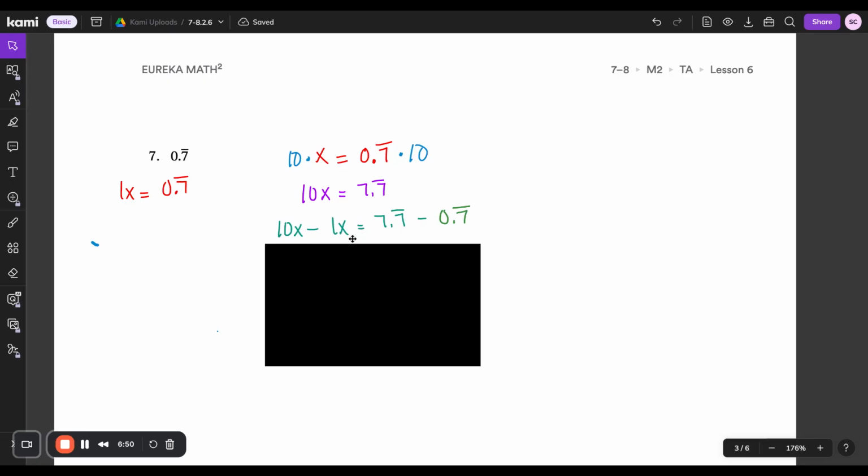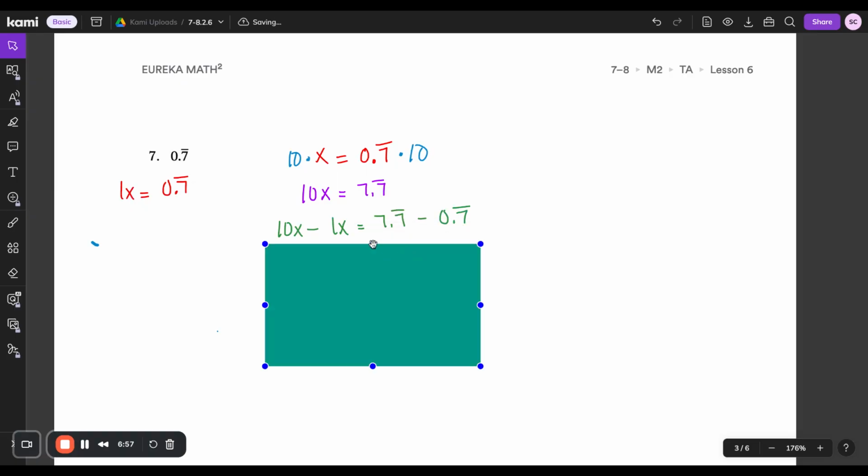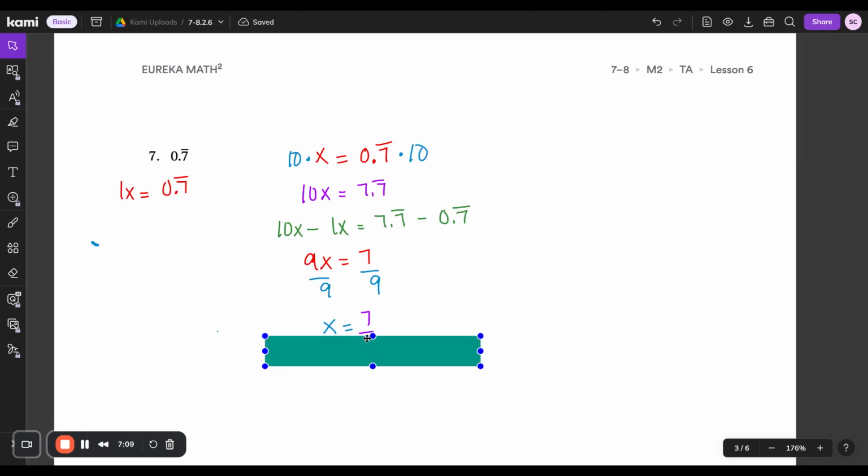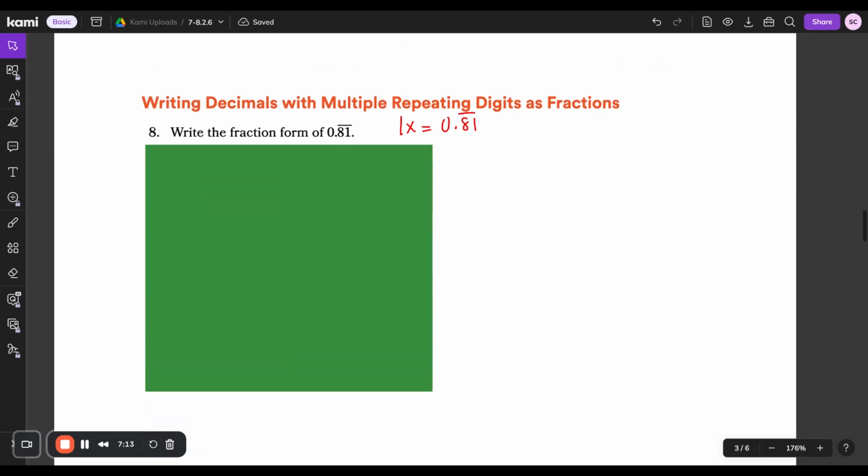And minus 1x, our 1x was equal to 0 and 7/10 repeating, so we subtract 0 and 7/10 repeating on this side. The 10x minus 1x leaves us with 9x, and the 7 and 7/10 repeating minus 0 and 7/10 repeating leaves us with 7. So we want to get x by itself. We divide by 9 on both sides, and we are left with x is equal to 7/9.